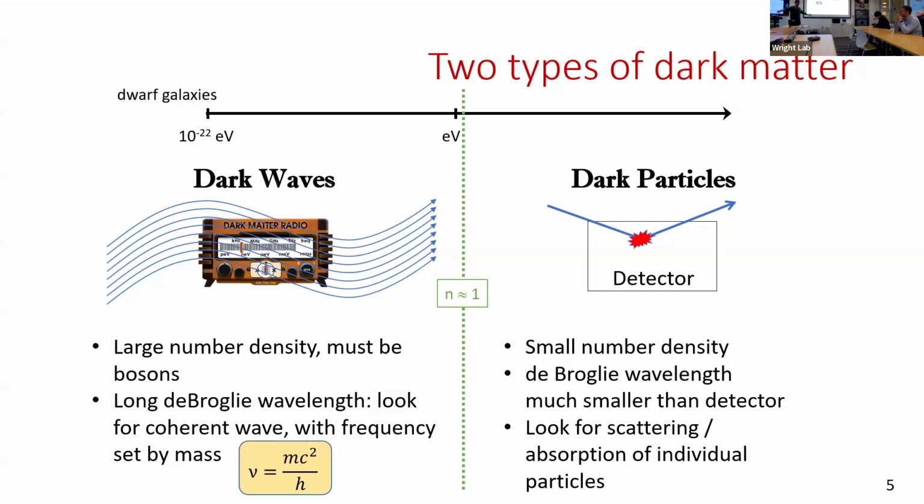Now, since we have a very long de Broglie wavelength, for what I'm talking about in some micro-eV, we can be talking hundreds of kilometers potentially. Now we're looking for not individual particles, but interactions with coherent excitation, so over many particles. So now we talk about looking for waves. And waves, like in E&M, have a frequency that is set by the mass in this case. h nu is equal to m c squared. So when I say micro-eV axion, just to give you an idea for this conversion, that's about 240 megahertz.